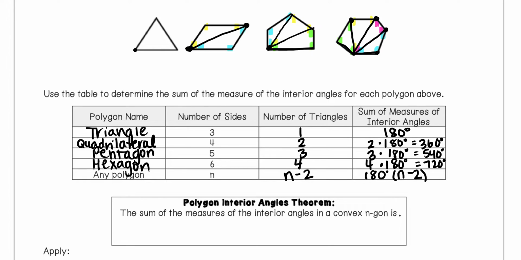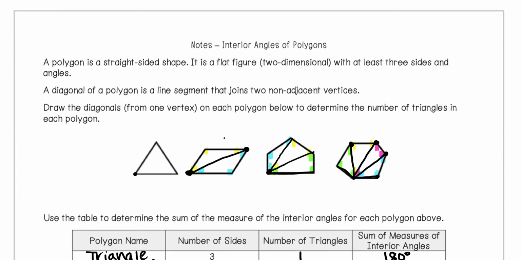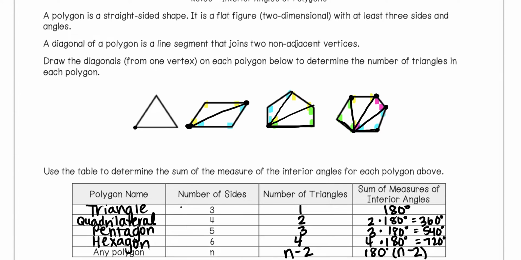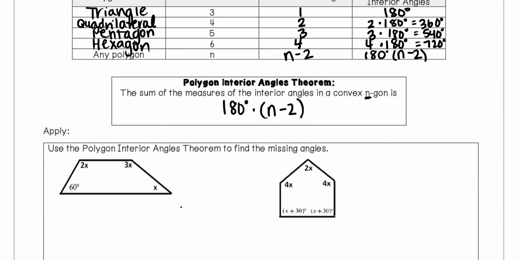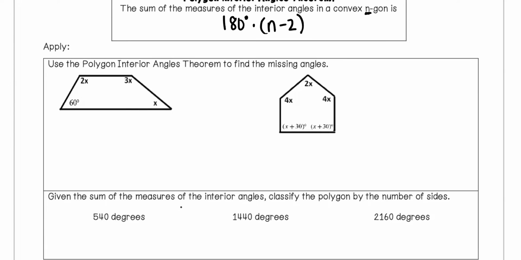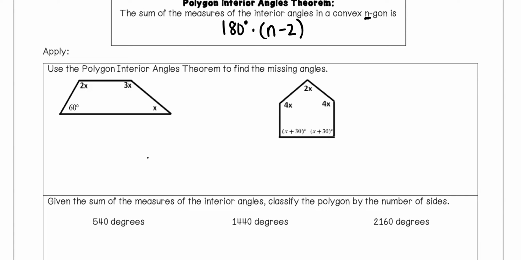This is represented in our Polygon Interior Angles Theorem that says the sum of the measures of interior angles in a convex n-gon would be represented as 180 degrees times the quantity n minus 2, where n is the number of sides. In this case, we are just leaving it as a variable to represent that it could be any number of sides as long as it's greater than 3, because we talked about how polygons need to have at least 3 sides. So we're going to use this formula and apply it to some of these problems and figure out what the missing angles are in these examples.